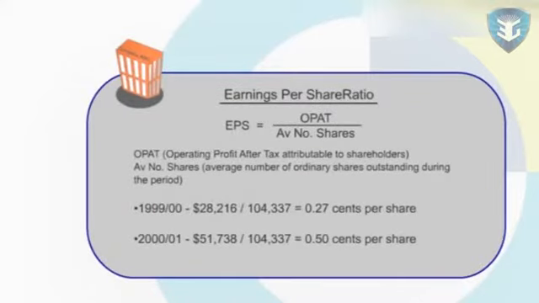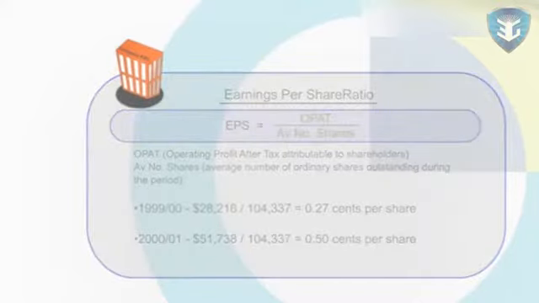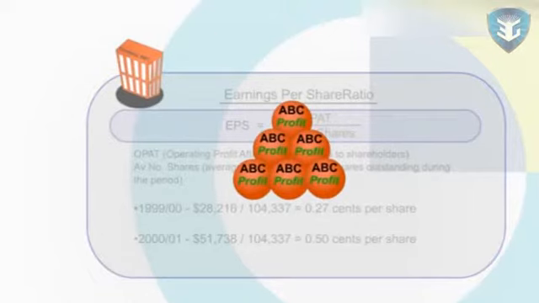Let's look at the first of these, the earnings per share ratio. Earnings per share equals operating profit after tax attributable to shareholders divided by the average number of ordinary shares outstanding during the period. This gives us a means by which we can determine the amount of profit earned for every ordinary share on issue. Earnings per share is the most common method of expressing a company's profit or earnings. We will see shortly how earnings per share is compared to share price for a meaningful comparison ratio.